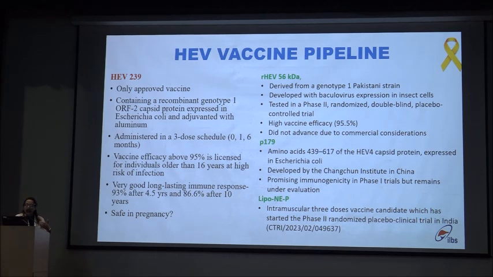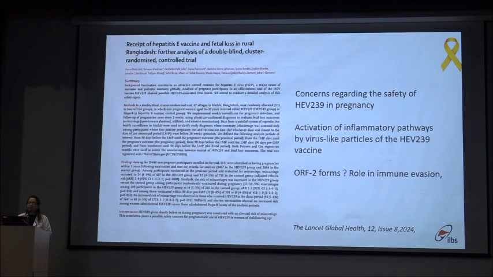There are other vaccines, but they are all based on the ORF2 region. And the newer insights on this ORF2 region, which shows that it is also available in the glycosylated form, capable of causing immune evasion, is forcing scientists to look for other vaccine candidates.